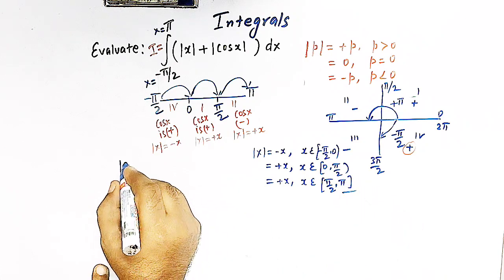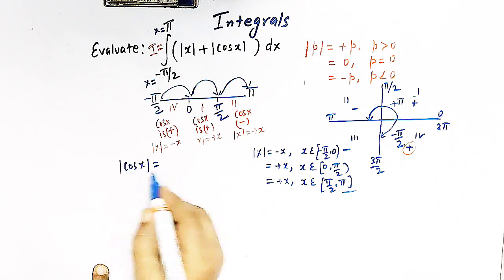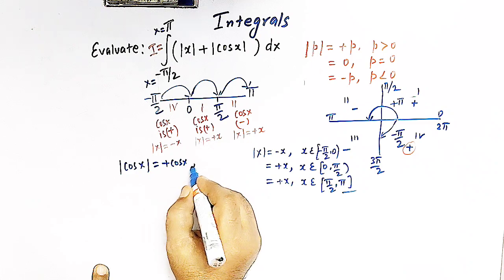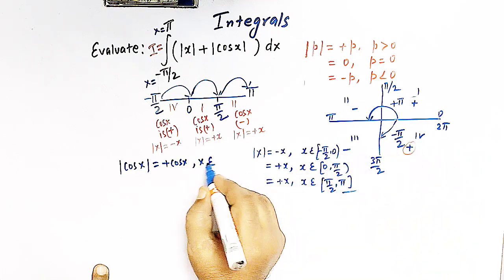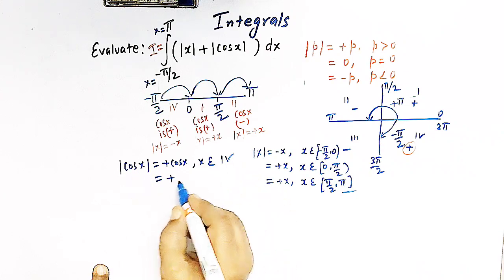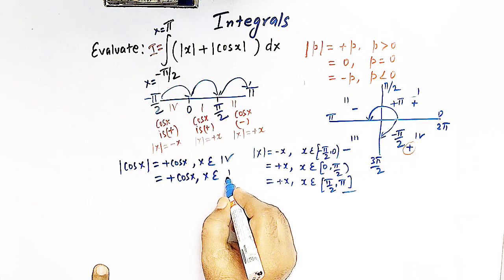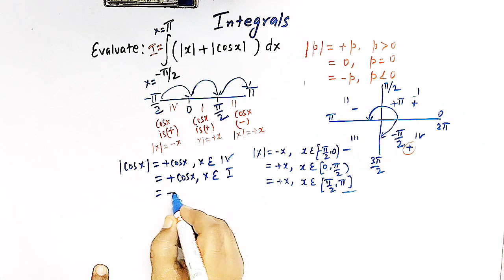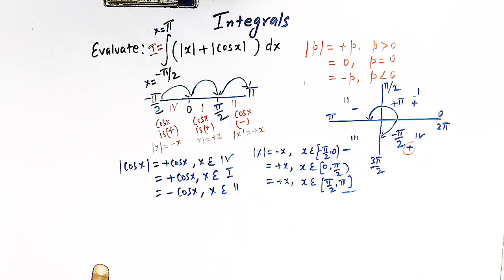And similarly we can define the cosine function, mod of cos x. So mod of cos x is positive cos x when x belongs to the fourth quadrant, and mod of cos x is positive cos x when x belongs to the first quadrant, and mod of cos x is negative when x belongs to the second quadrant.